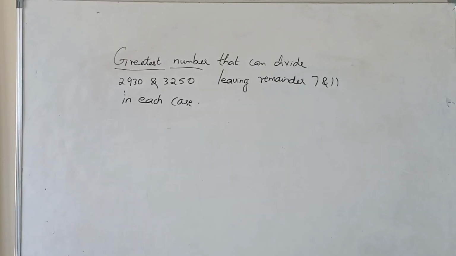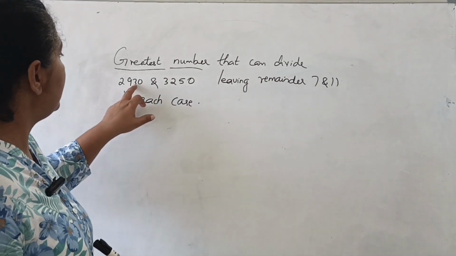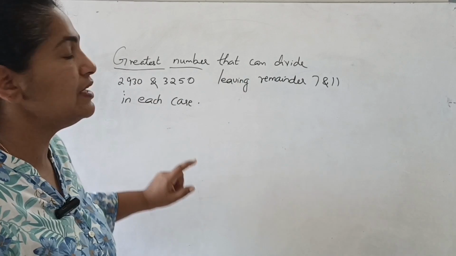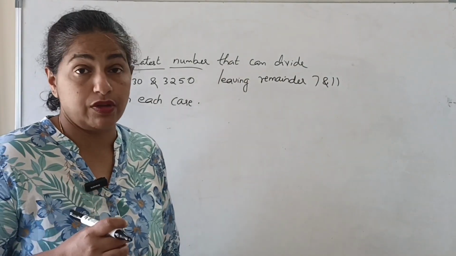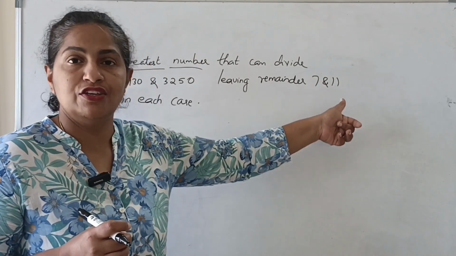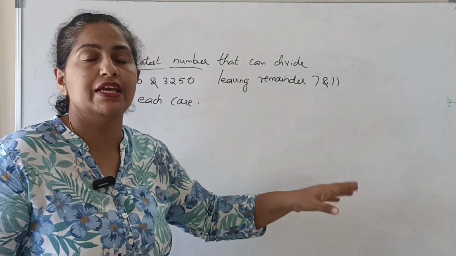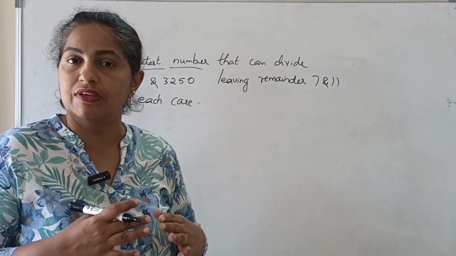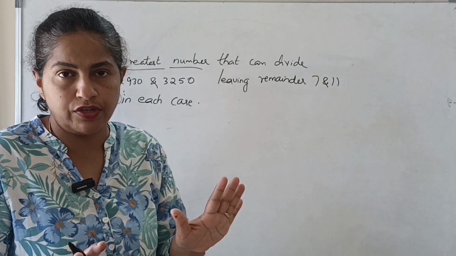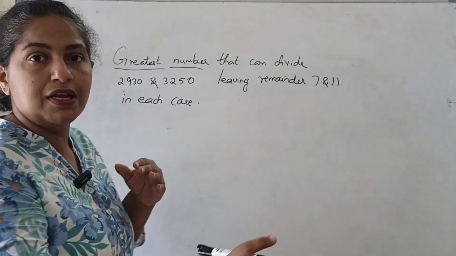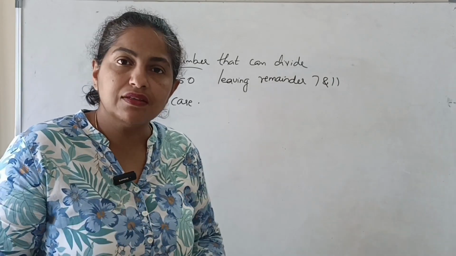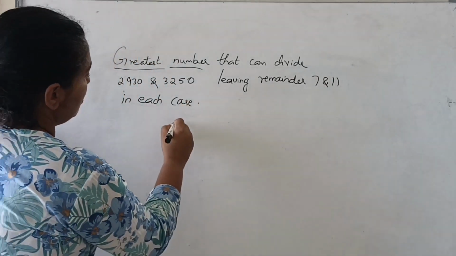Okay. Find the greatest number that can divide 2930 and 3250, leaving remainder 7 and 11 in each case. So what is different from the previous sum? The only difference is that the remainders are different in each case. In the first case, it is leaving a remainder of 7. In the second case, it is leaving a remainder of 11. Our basic understanding of the concept is not going to change. So, those who want to learn the method by heart, when I am writing the method finally, you can please learn it by heart. But others, please listen over here.